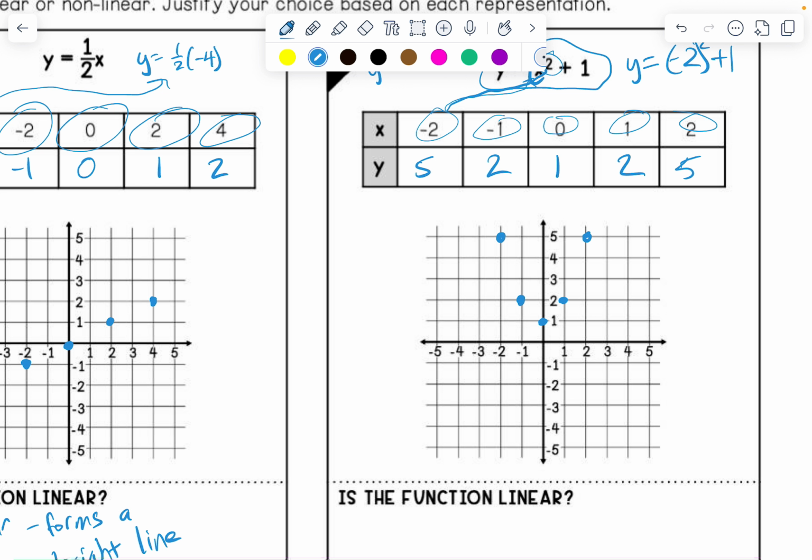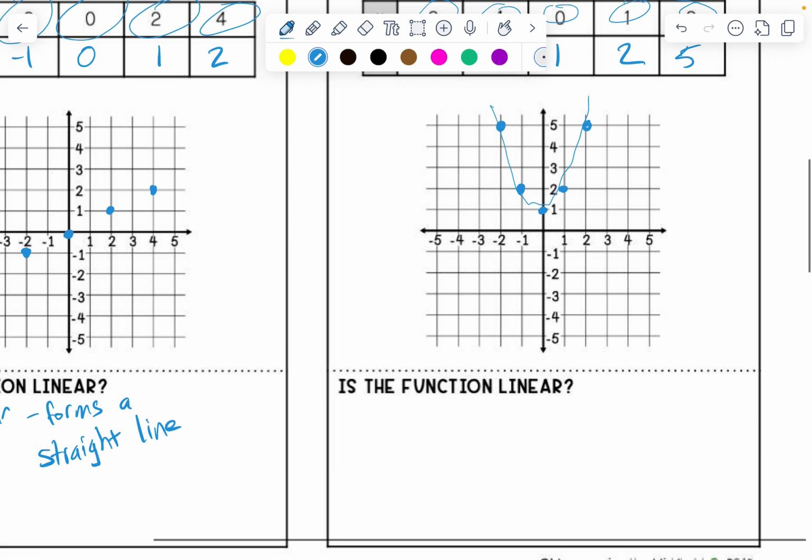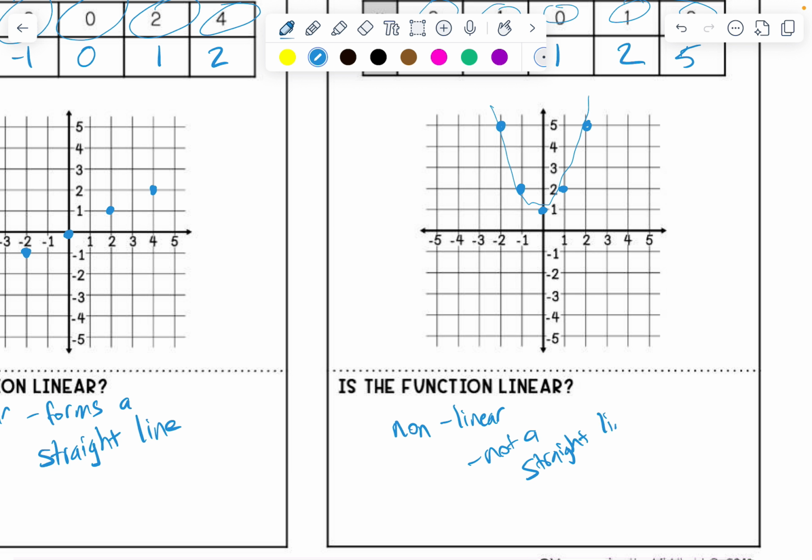So this forms a curve. Let me see if I can draw it. I'm really bad at that. That is actually called a parabola, and you guys will learn more about that next year. But it's not a straight line, so it's nonlinear. Not a straight line. And also, it has an exponent in the equation. So exponent.